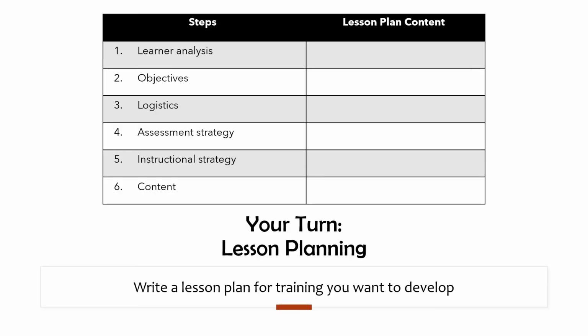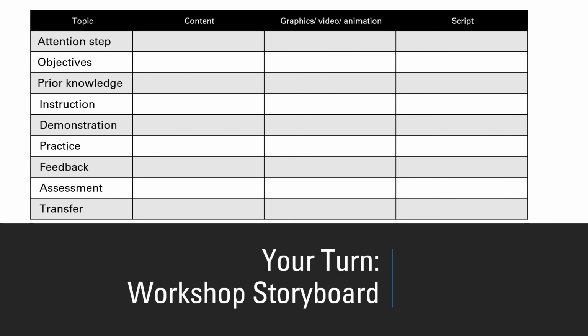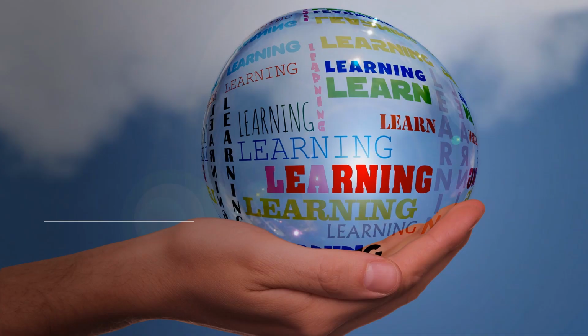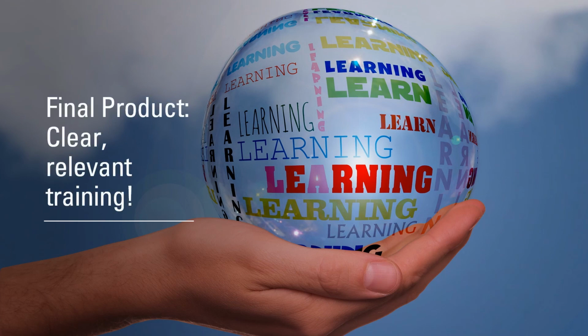Now it's your turn. Use this template and write a lesson plan for the training that you want to develop. And then move on to the storyboard. Your final product will be a training workshop or seminar that is laser focused on what stakeholders need to know, and that will give you some assurance that they'll be able to use the training after they've left the workshop.